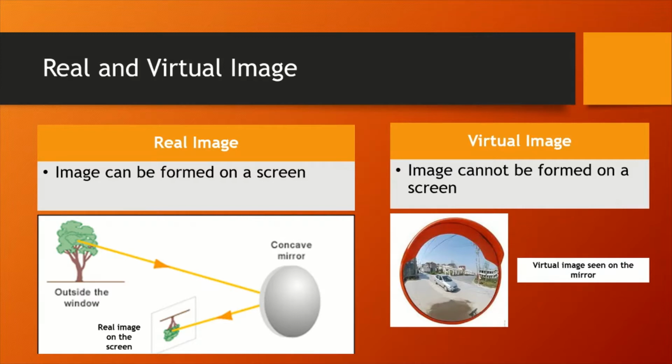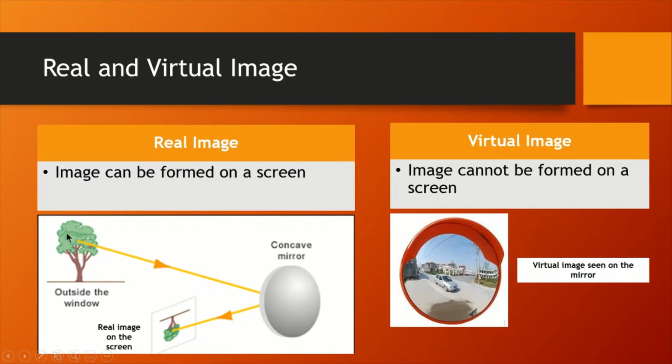Alright, today we are going to learn about real image and virtual image. What's the difference between these two types of images? Well, a real image is an image that can be formed on a screen, whereas a virtual image is an image that cannot be formed on a screen.